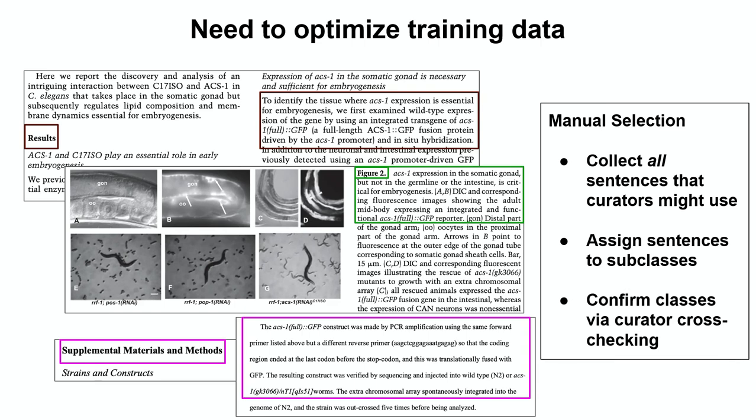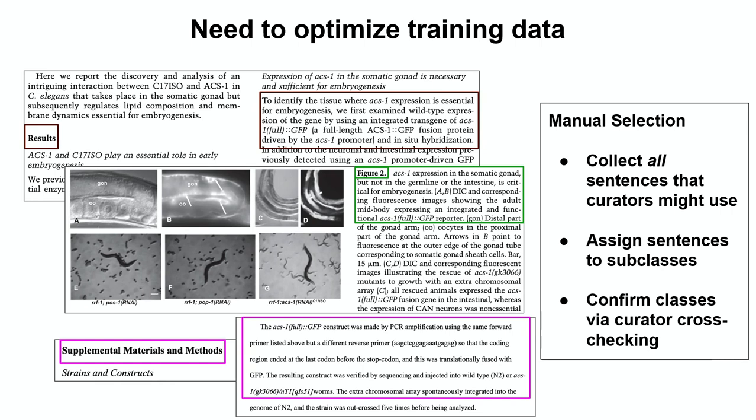You want to see that in a paper, but it doesn't tell you what the result of the experiment is. Or you might actually, in a figure legend, have the result you're looking for. Likewise, curators might go into materials and methods sections to get the details of how this experiment was done. So Danielle and I went to the papers that we were going to curate. We collected all of these kinds of sentences that curators might use.